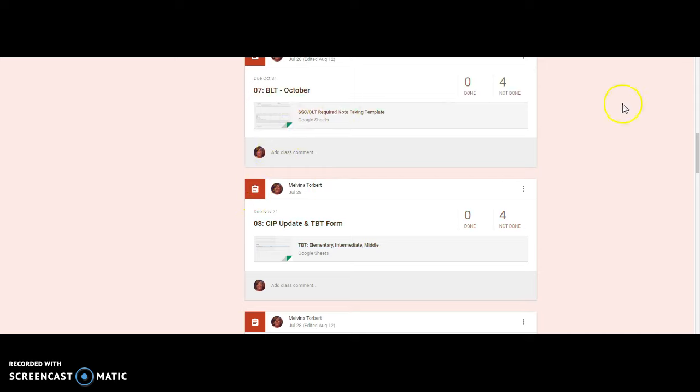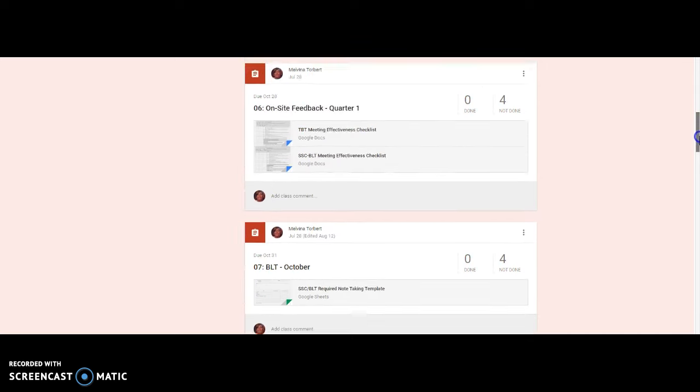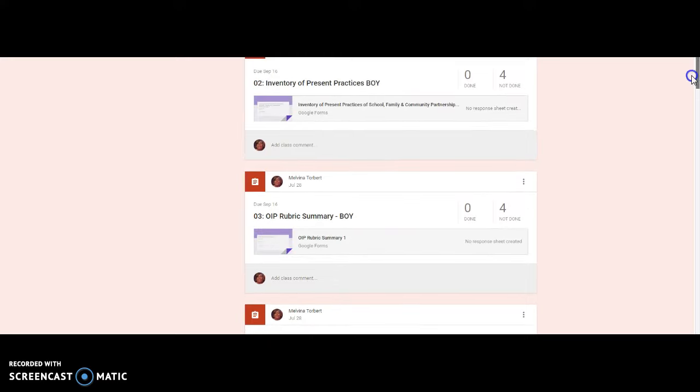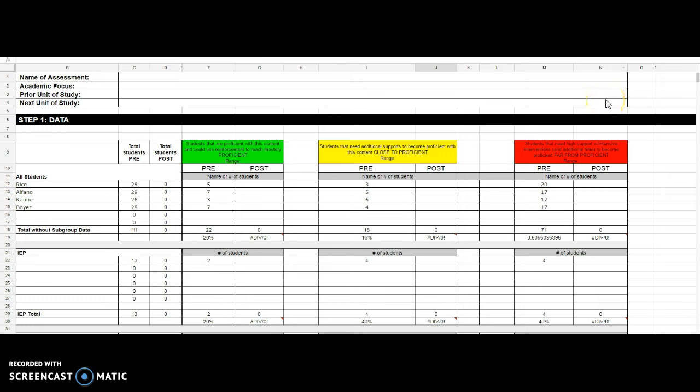So again, the first TBT note-taking form is due on September 16th. Please remember that the idea is not to have a completed TBT form. The idea is to have a form that provides evidence of the work that we're doing. If you were to click on the link, it would take you to the TBT form. I am sharing with you just a sample of some information that was started by one building.